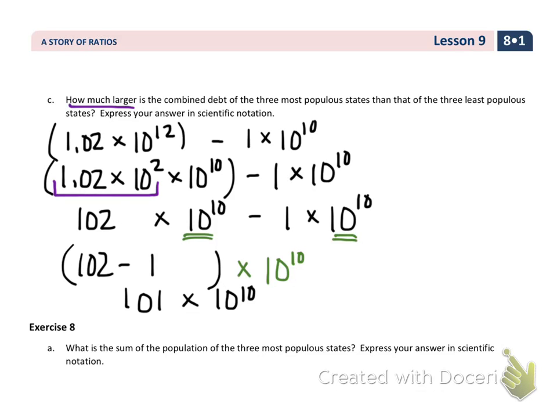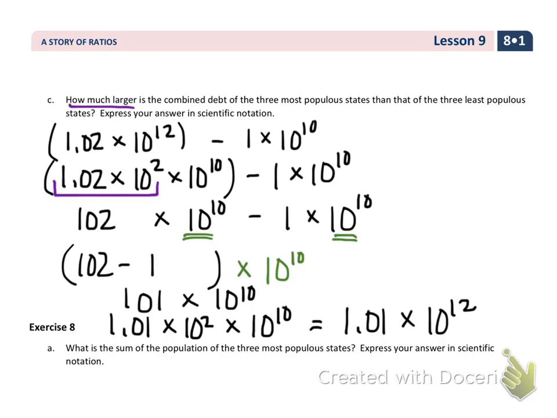Once again, not in scientific notation, but I can do some adjusting. So I have rewritten 101 as 1.01 times 10 squared. And I still have this times 10 to the 10th. And so I can write that as 1.01 times 10 to the 12th.